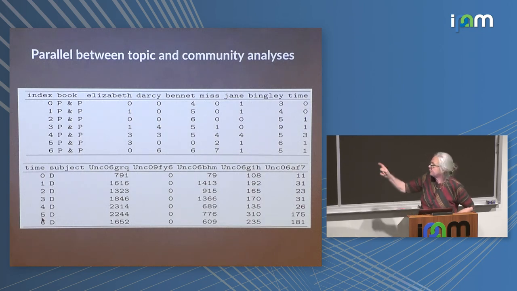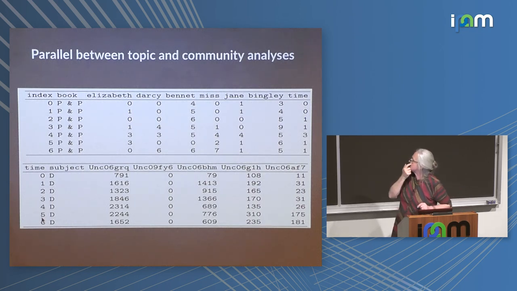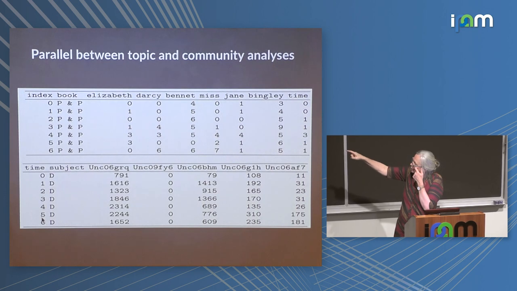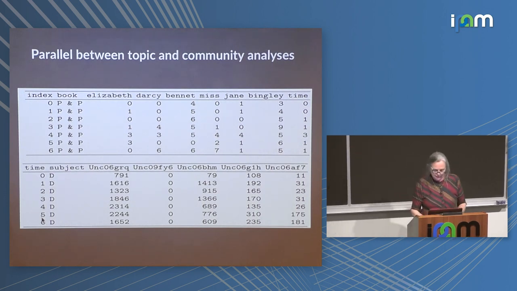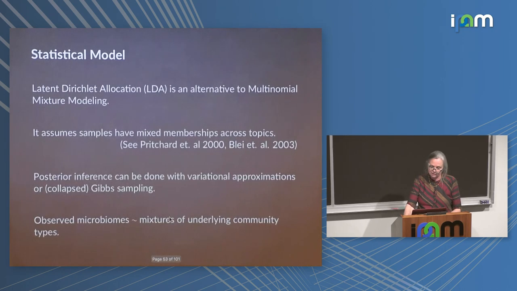And again, when we're doing it here, this is Pride and Prejudice. You have the word occurrences. They're actually numbers of reads for us, which are much higher, but we do have a lot of zeros, which is common. And so we have that parallel.